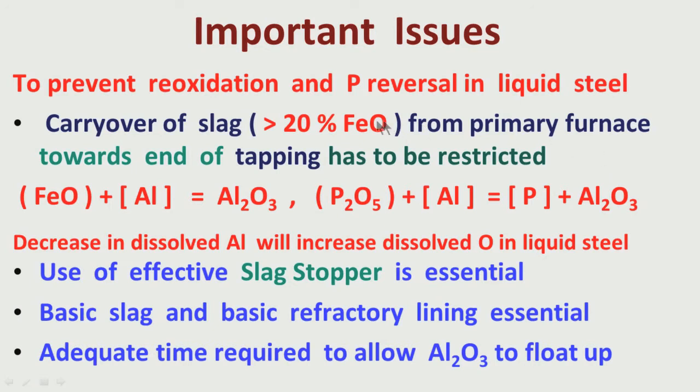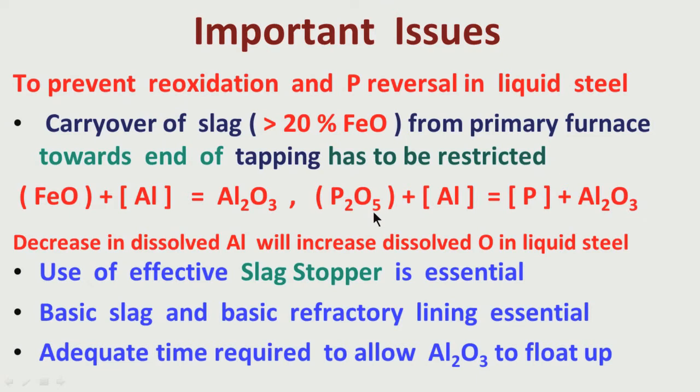Why? Because as I have told you, this slag has a very high amount of iron oxide. It is more than 20%, it can be 25%, it can be almost 30% total FeO, since different types of oxides are there. So, assuming it is FeO, the amount is more than say 20 or 25%. If some of it comes to the ladle, it will react with the dissolved aluminium or dissolved deoxidant which is present in the liquid steel. This iron oxide in slag will react with aluminium in liquid steel to form alumina.